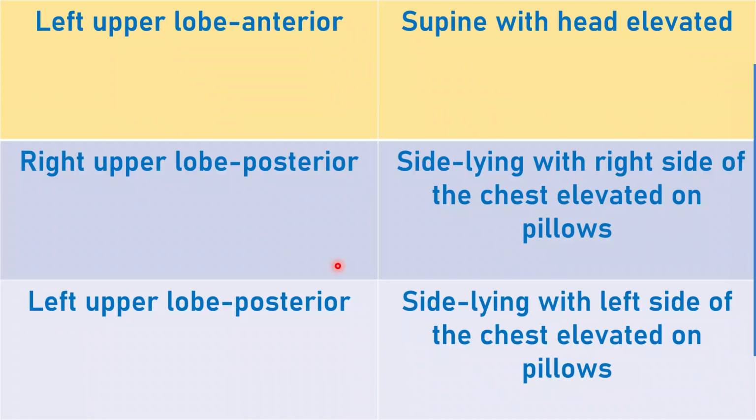If you're draining for the left upper lobe anterior, you can place the client in supine with head elevated. If you're draining for right upper lobe posterior, you can place your client in a side lying with right side of the chest elevated on pillows. If you are draining for the left upper lobe posterior, you can place your client in a side lying with left side of the chest elevated on the pillow.